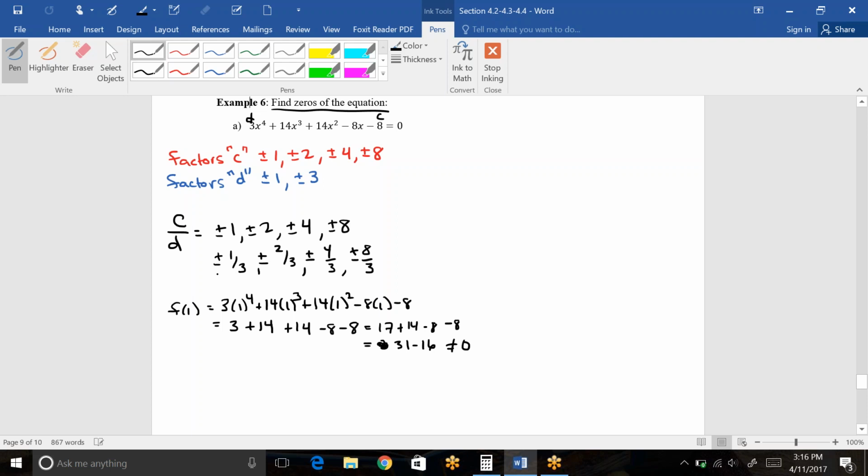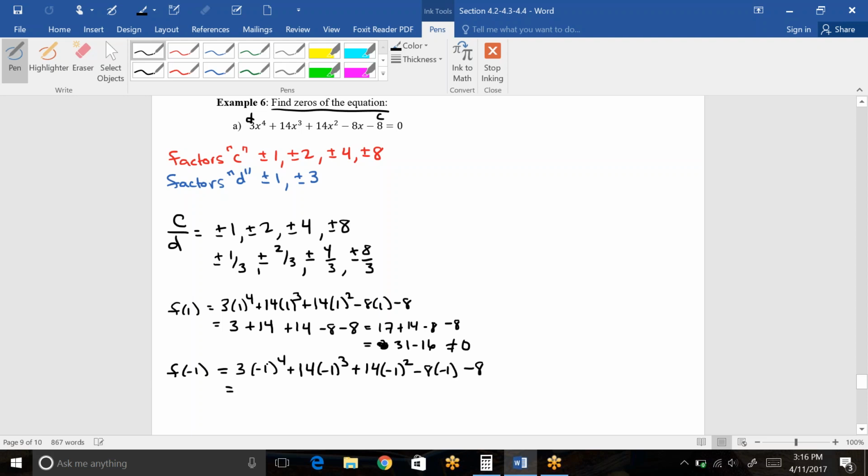So it's not going to be f of 1. So now I would try f of negative 1. 3 times negative 1 to the 4th plus 14 times negative 1 to the 3rd plus 14 times negative 1 squared minus 8 times negative 1 minus 8.